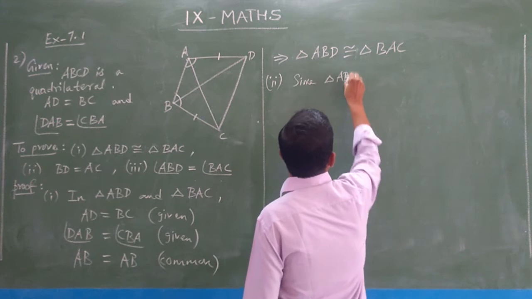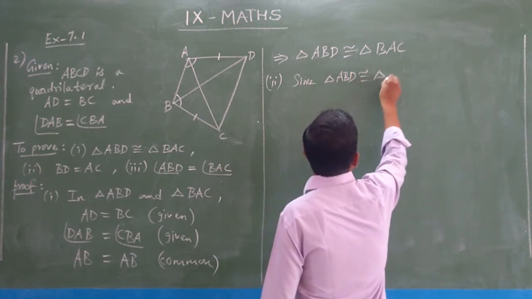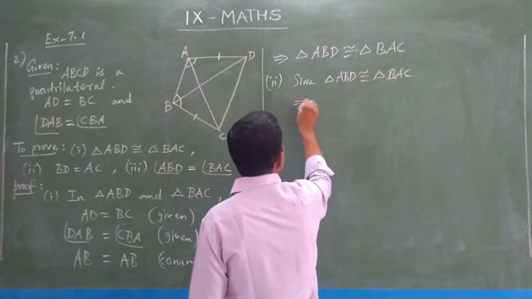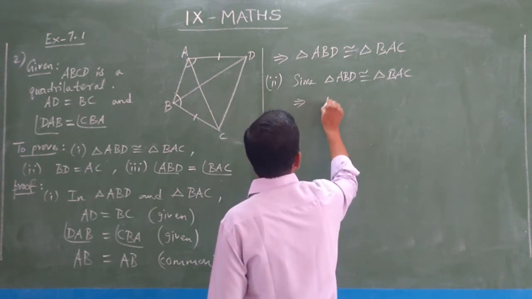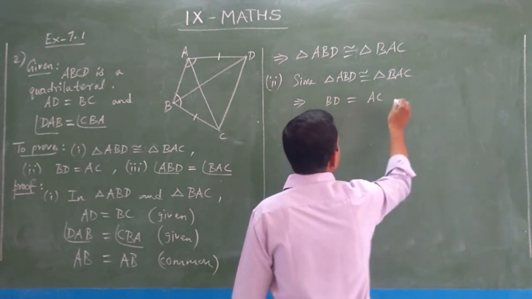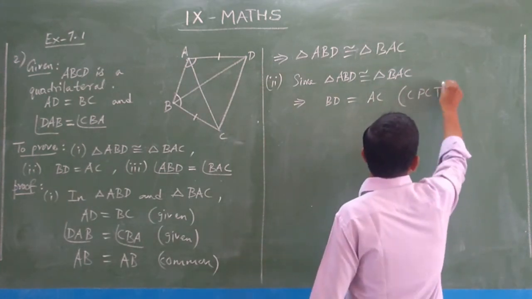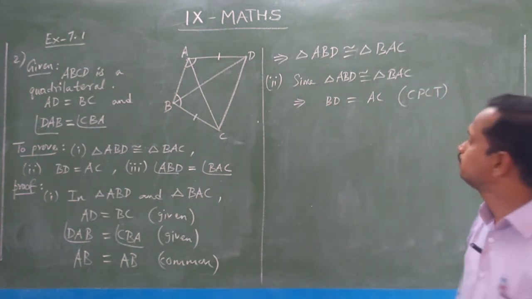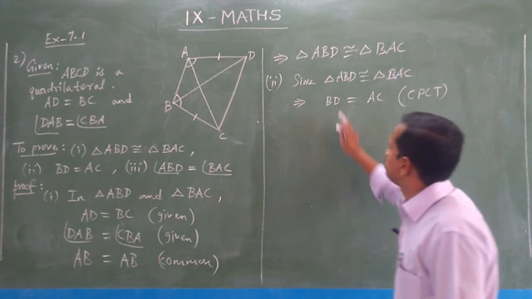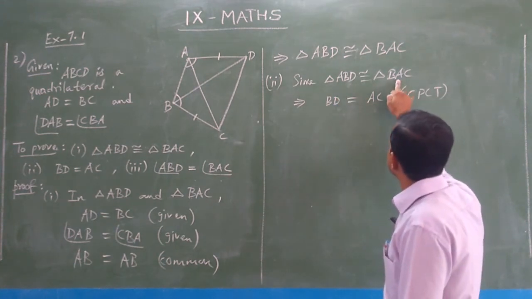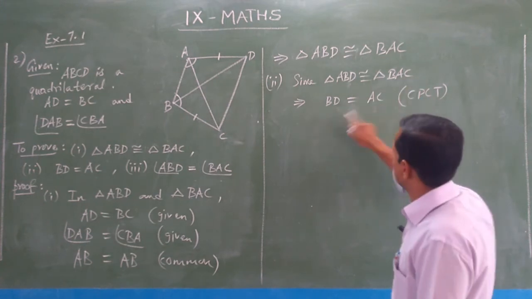triangle ABD is congruent to BAC, this implies BD is equal to AC, by CPCT. Is it clear? By CPCT, we can say these two sides are equal because BD is a side in this triangle and AC is the side in this triangle. So they are also equal.